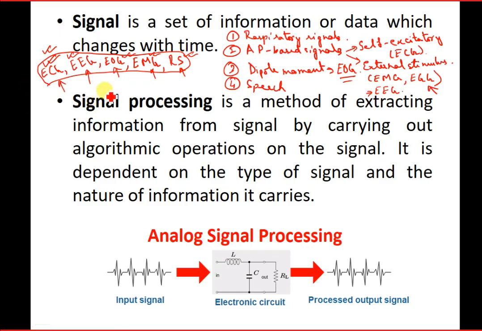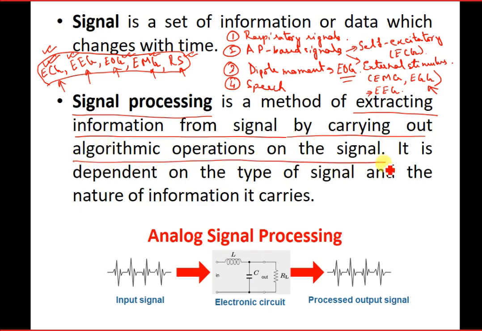Next comes signal processing. So what is signal processing? Yesterday I told you that signal processing is a method of extracting information from the signal by carrying out algorithmic operations on the signals. It is dependent on the type of signal and the nature of the information it carries. Okay, so I would give you a simple example.